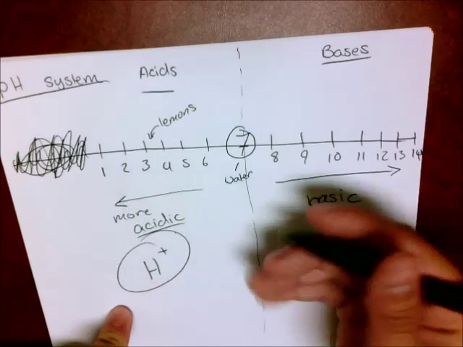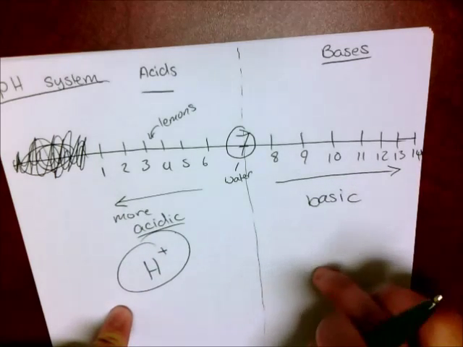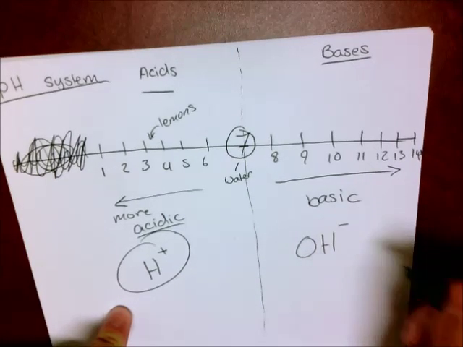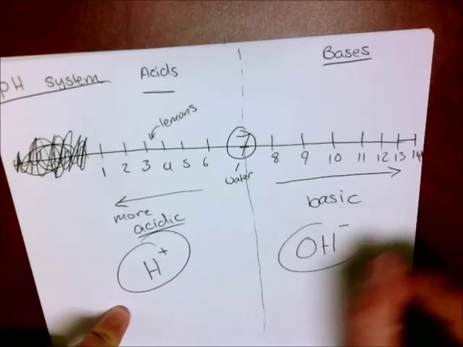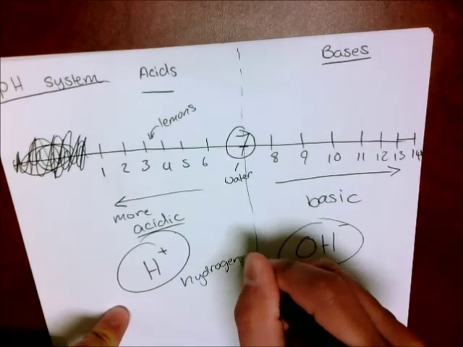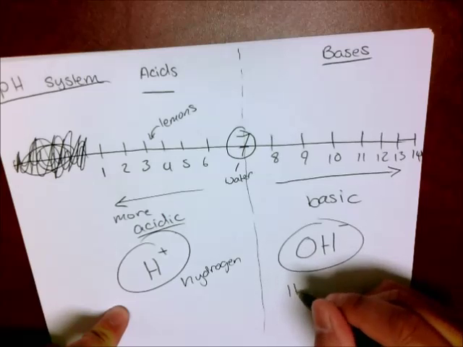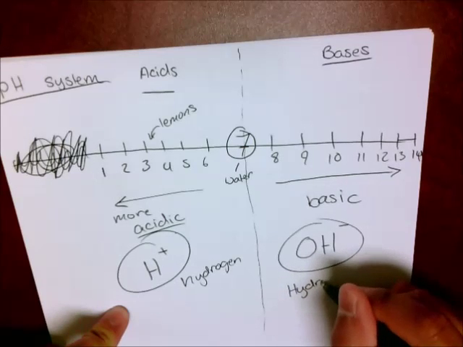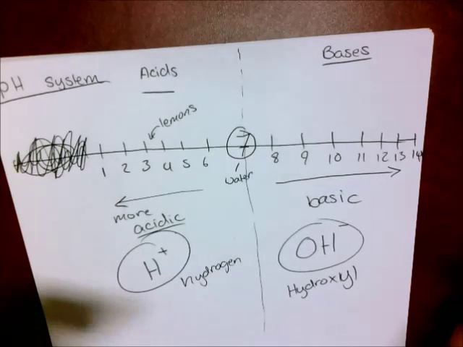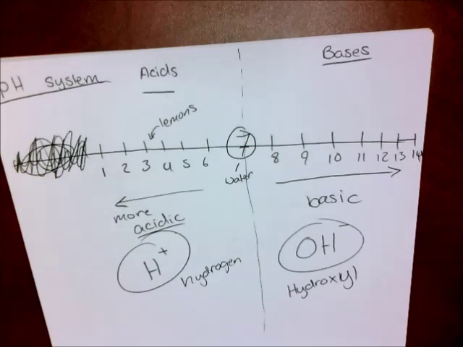On the other hand, with the basic side, you're not going to have H pluses. All right, you're going to have OH negatives. These are called hydroxides. So this is a hydrogen, which you guys have probably seen before. This one's a little different. This is going to be called a hydroxyl. Okay, so I wrote that kind of sloppy, but don't even worry about it.